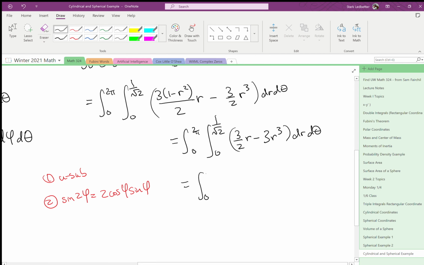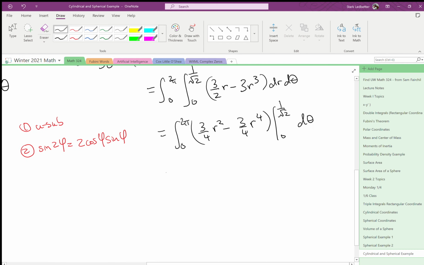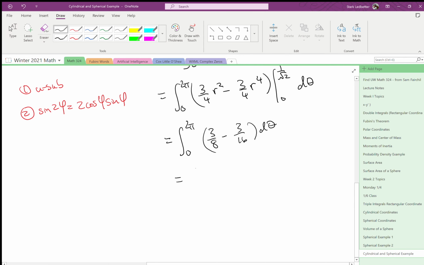Okay, 0 to 2 pi. This is 3/4 r squared minus 3/4 r to the 4th, r going from 0 to 1 over root 2. Still need to integrate with respect to theta later. And then that's the integral from 0 to 2 pi. Let's see, putting in, so r squared is 1/2. So this is 3/8 minus, r to the 4th is then 1/4, so minus 3/16, minus 0 minus 0. D theta. So this is 3/16.